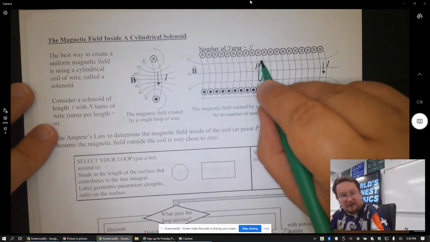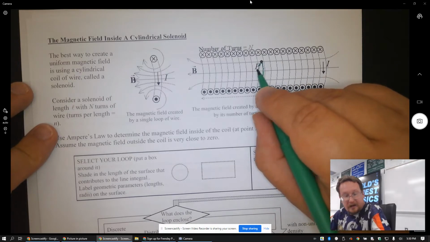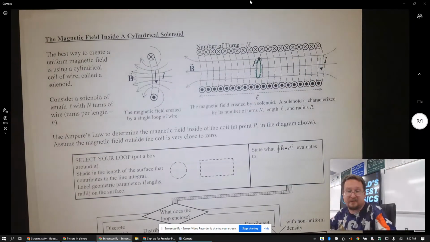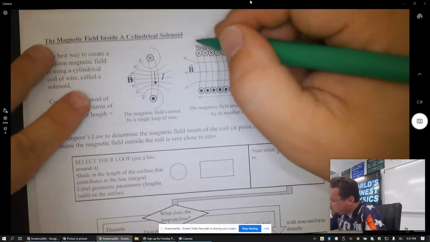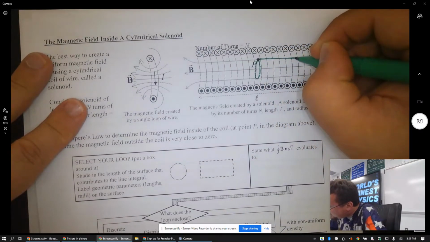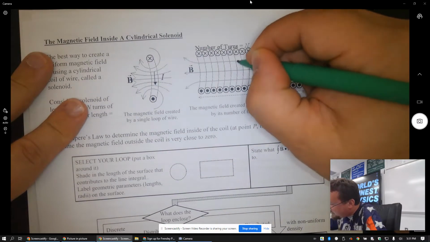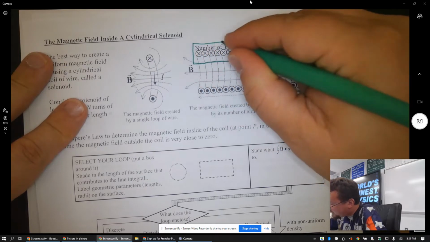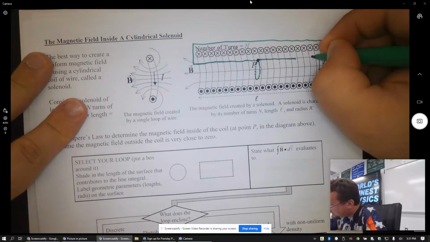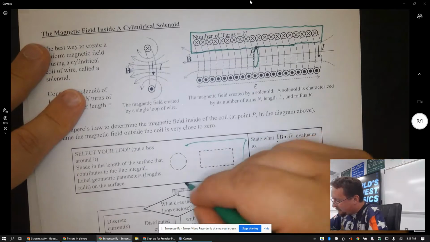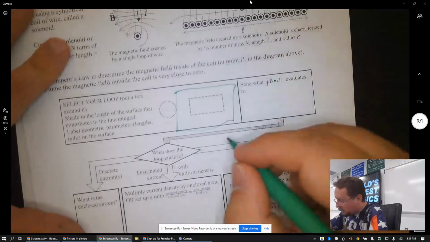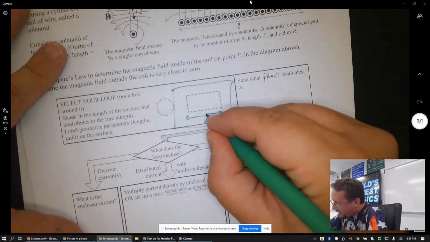So 0 plus 0 plus 0 equals 0. You just found out 0 equals 0. Good job, genius. Okay, so what we're actually going to do is this. You can enclose part of the turns. I personally choose to enclose all the turns. So that's my Ampere path right there, and its length is going to be called L.